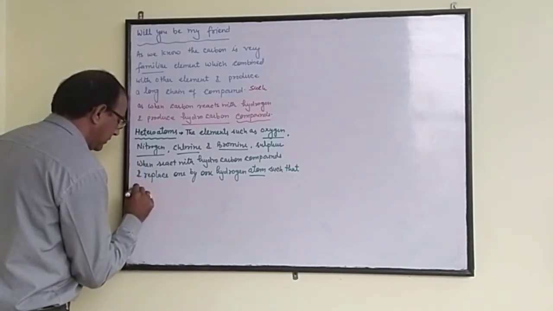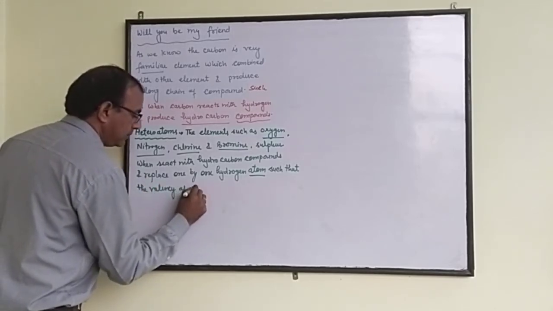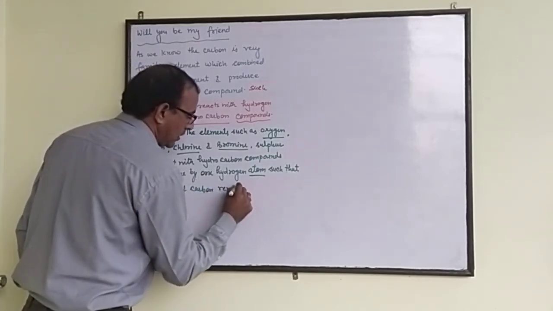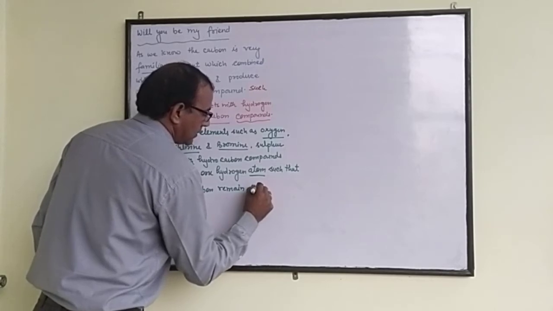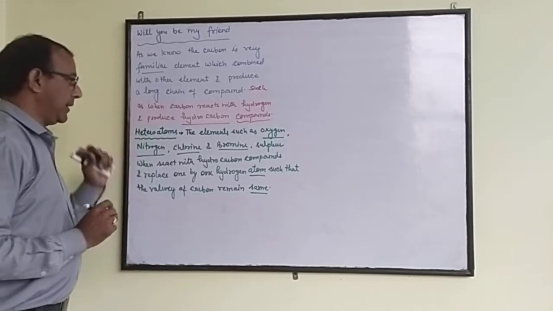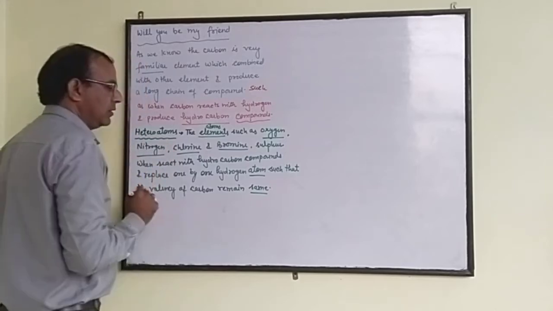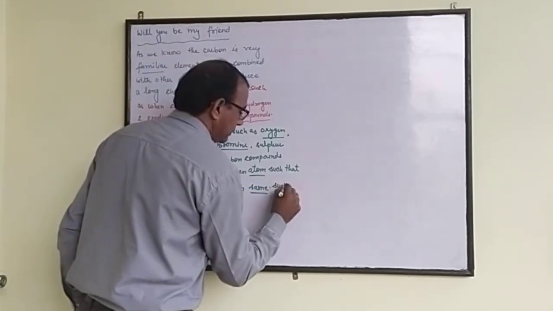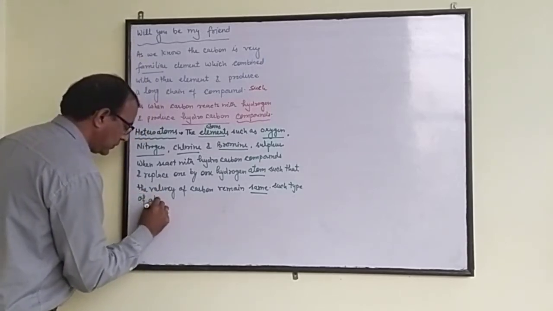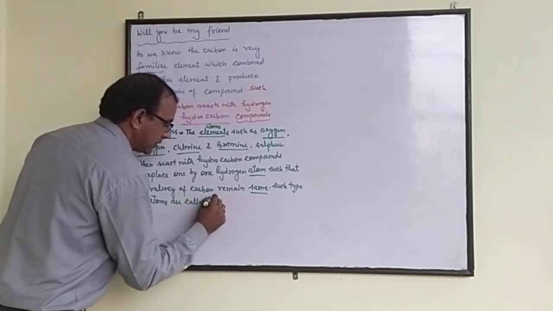That the valency of carbon remains the same. Such types of elements or atoms are called heteroatoms. You can say the atoms as well as elements of this type are called heteroatoms.